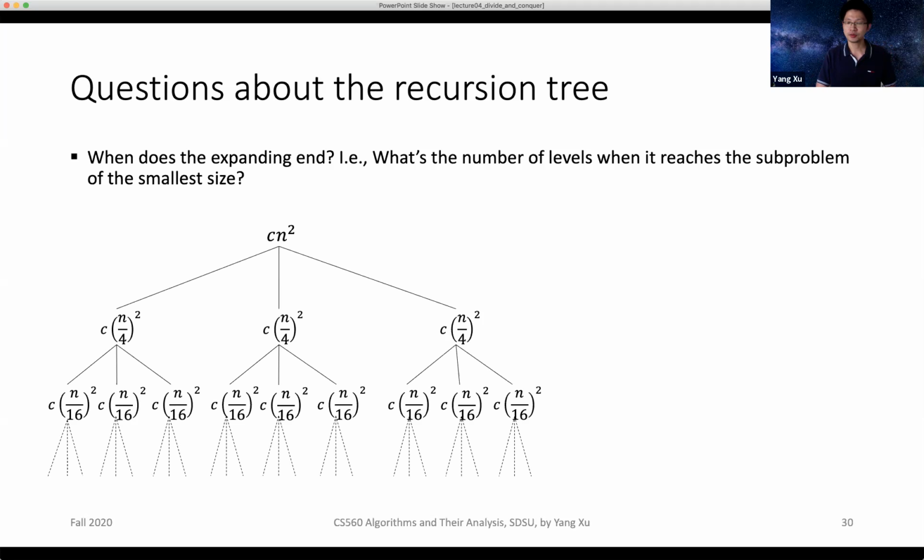Okay, so looking at the problem again, we can notice that the size of the subproblem will decrease by a factor of 4. That is obvious. That is described by the recurrence itself. When we do one split, the size of the subproblem will shrink by a factor of 4, and from here to here, it is also a factor of 4.